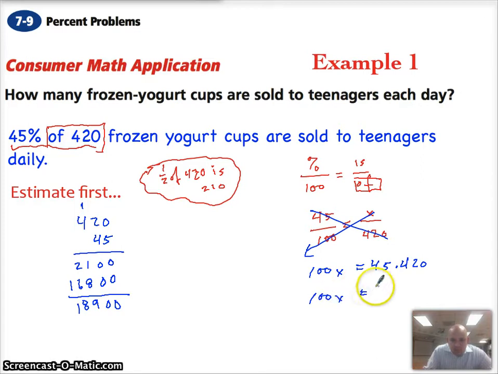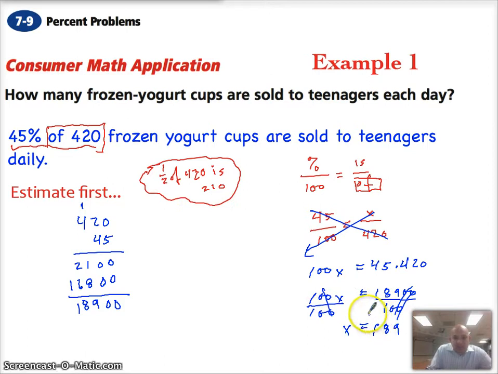100x equals 18,900. Now I've got to go ahead and divide both sides by 100 in order to get x by itself. The 100s drop off here. X equals 18,900 divided by 100, which is simply taking away these zeros, and I have 189.